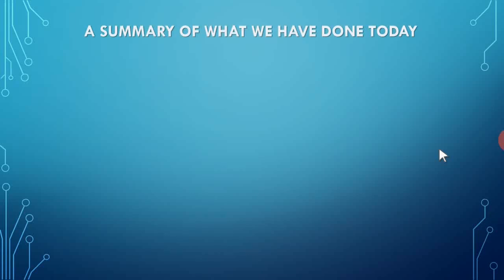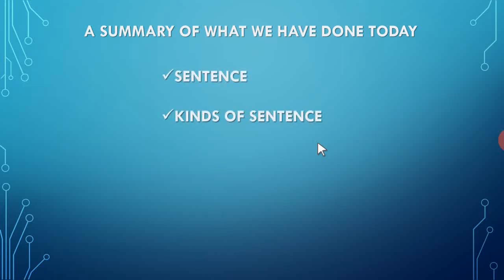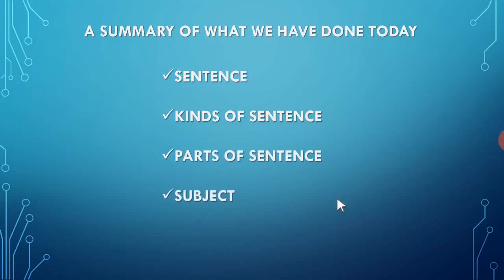Now, children, let us see a summary of what we have done today, children. Sentence, kinds of sentence, parts of sentence. Parts of sentence, we have completed subject and we have completed predicate, children. So remember, children, what all things we have completed. I hope you have understood and you are benefited with this video, children.